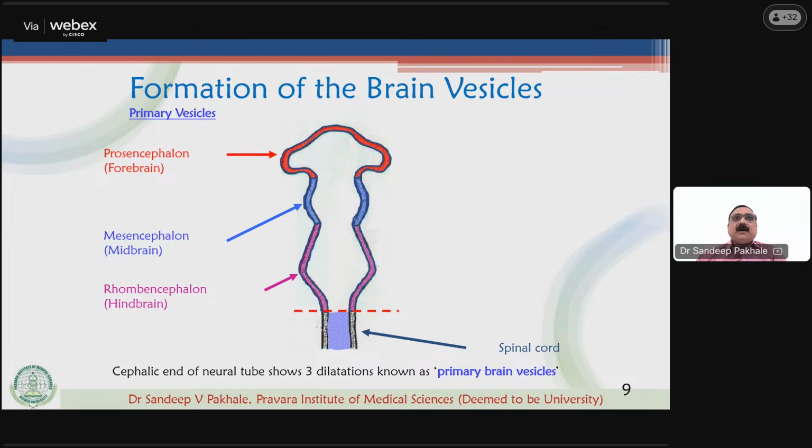An important landmark to remember is the site of closure of the anterior neuropore, which forms the lamina terminalis. So at this stage, the brain is essentially organized into three primary vesicles. And already I have told you: prosencephalon, mesencephalon, and rhombencephalon. So these are called primary brain vesicles.